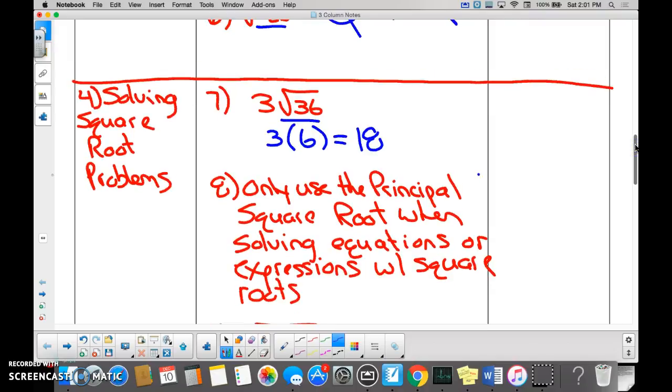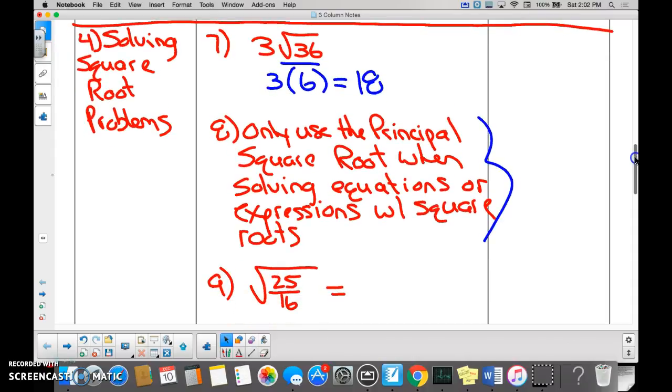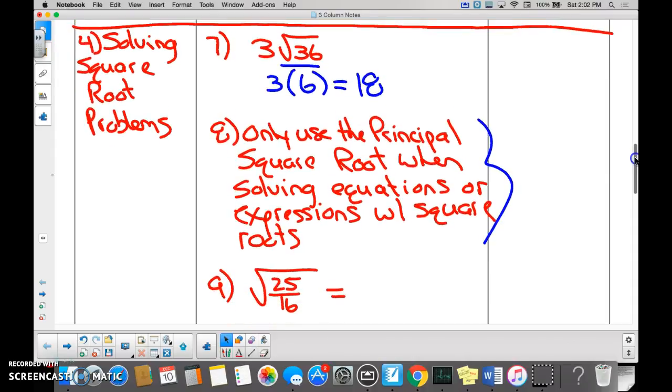Really, really important that when you are solving problems like 3 times the square root of 36, only use the principal square root unless it tells you differently. So I did not use negative 6 as part of my answer because we are using only principal square roots when solving square root problems.